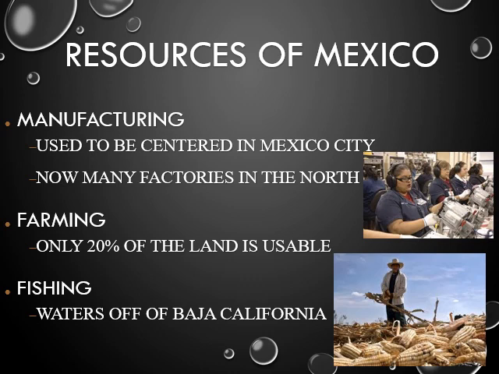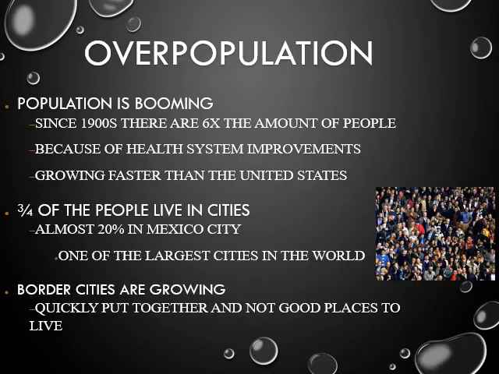But in the land that they do farm, they grow corn, wheat, beans, sugarcane, fruits, and veggies. Okay, so they do grow a wide variety of crops. The other industry that's doing quite well in Mexico is fishing, and they do really good with their fishing industry, especially off the waters of Baja California. So out in the Pacific Ocean, right off there, there's a lot of fish that they catch for meat.